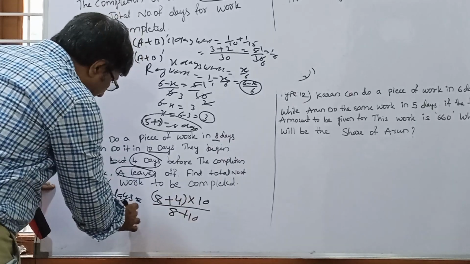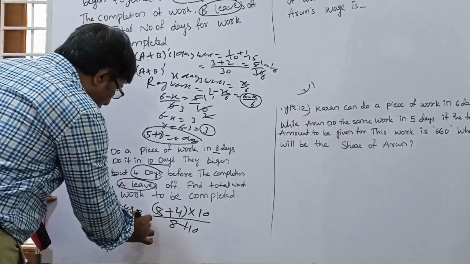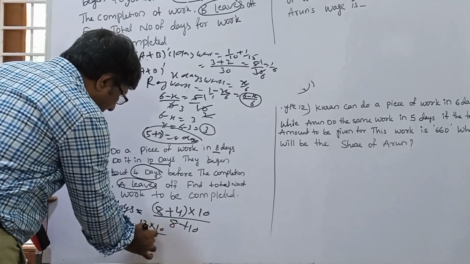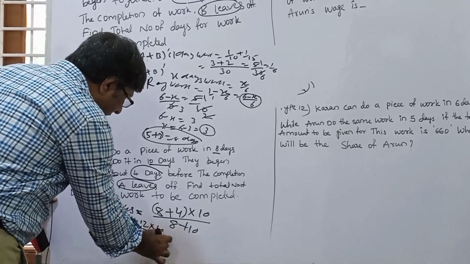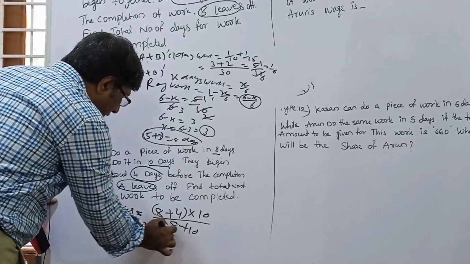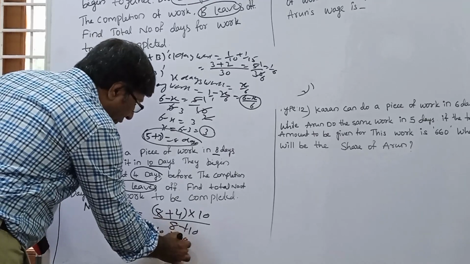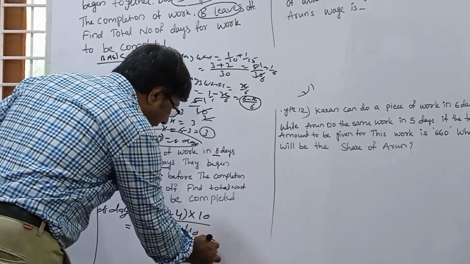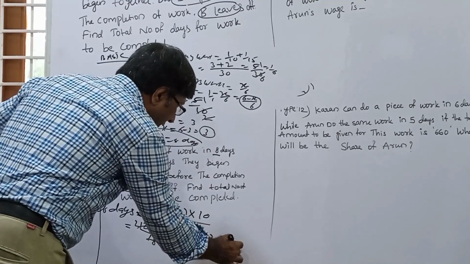Now you can solve this question. 8 plus 4 is 12, into 10, and here 8 plus 10 is 18. So 6 3s are 18 and 6 2s are 12. So you can write 20 upon 3, that is 6 and 2 by 3 days. This is your right answer.